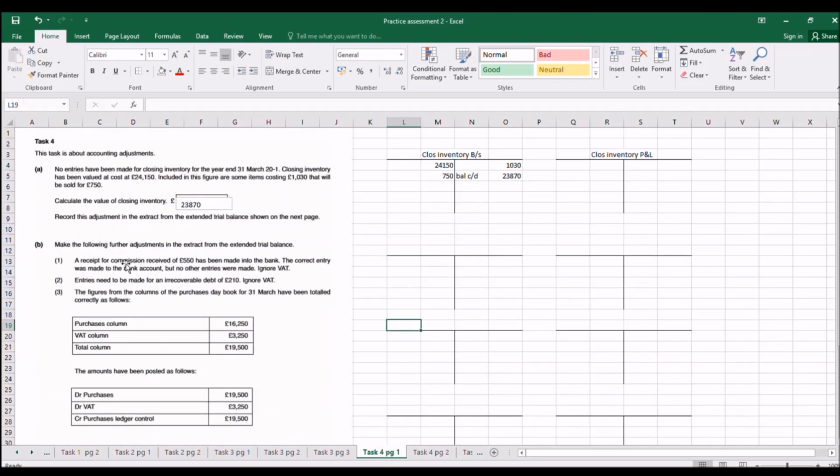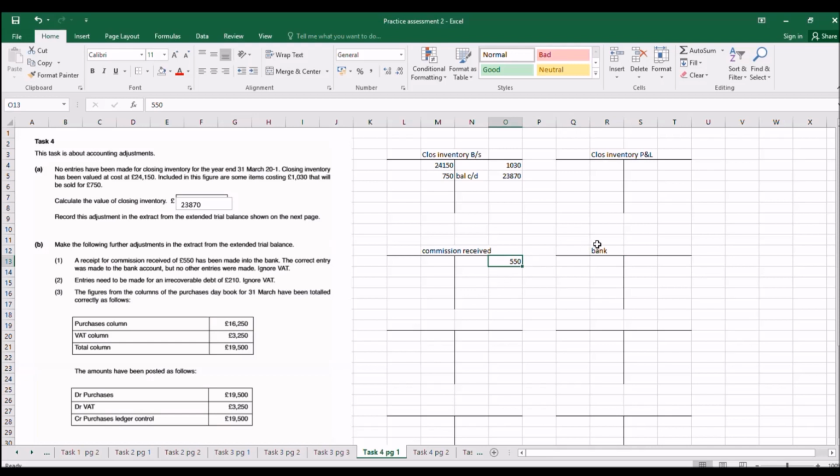Right, a receipt for commission received of 550 is made into the bank. The correct entry was made into the bank account, but no other entries were made. So we've got commission received. So we went into the bank. In the bank we went debit bank account there 550. So we should have done credit commission received 550 there, but we haven't done that. Ignore VAT, so that's missing there.